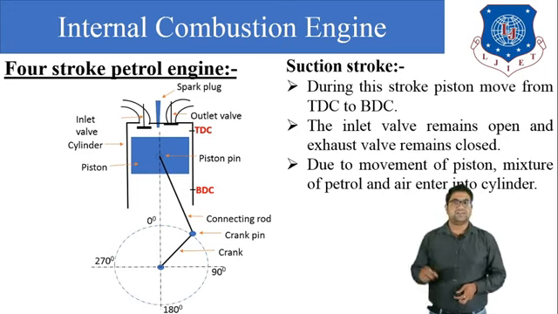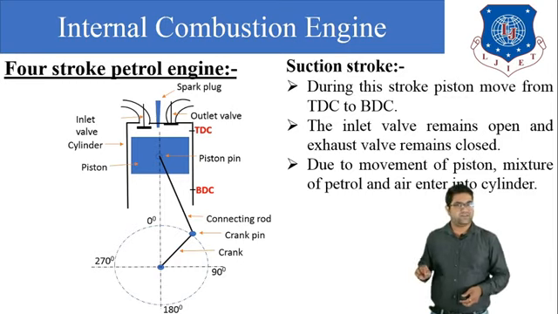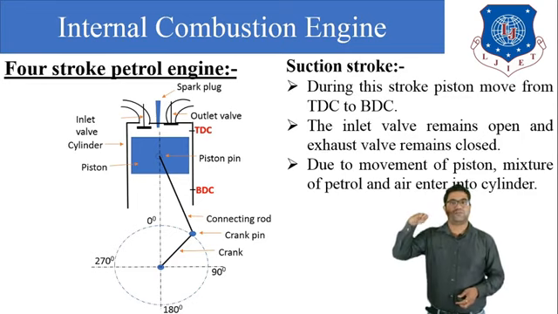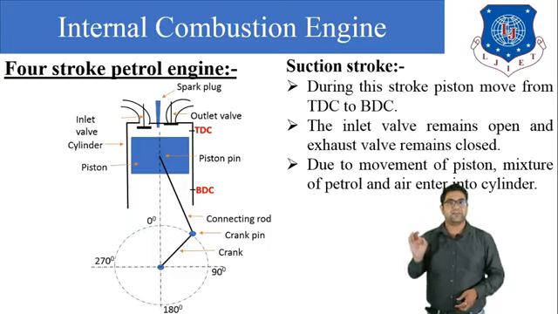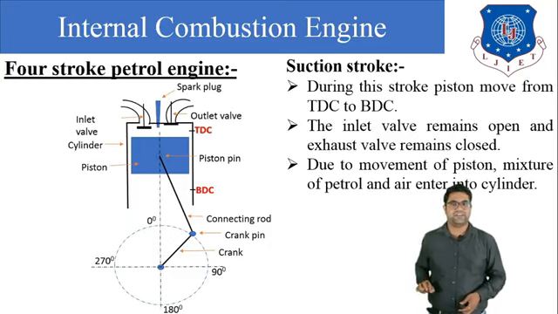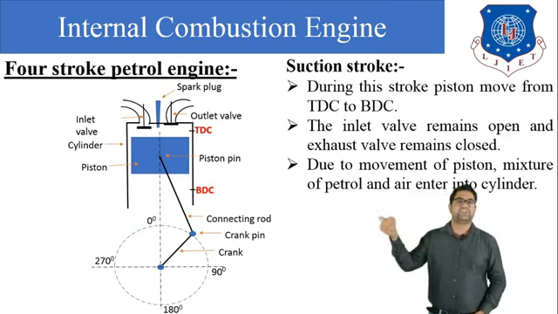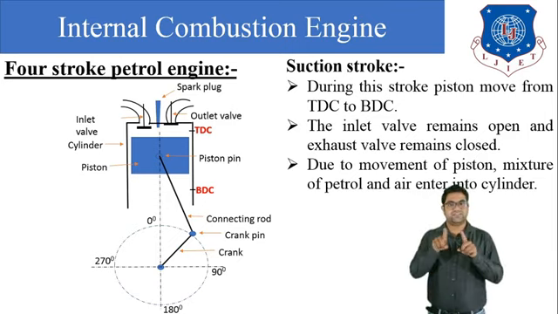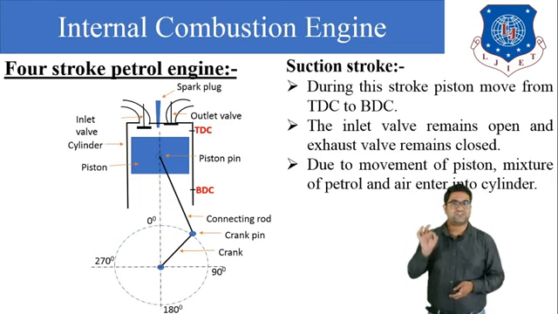During this, the crank rotates. Initially the crank is at 0 degrees. At the end of the suction stroke, the crank will have rotated and reached 180 degrees. This is how the rotation of the crank and the traveling of the piston happen. The piston moves from top dead center to bottom dead center, the crank moves from 0 to 180, and the mixture of petrol and air comes into the cylinder. This is the end of our suction stroke.